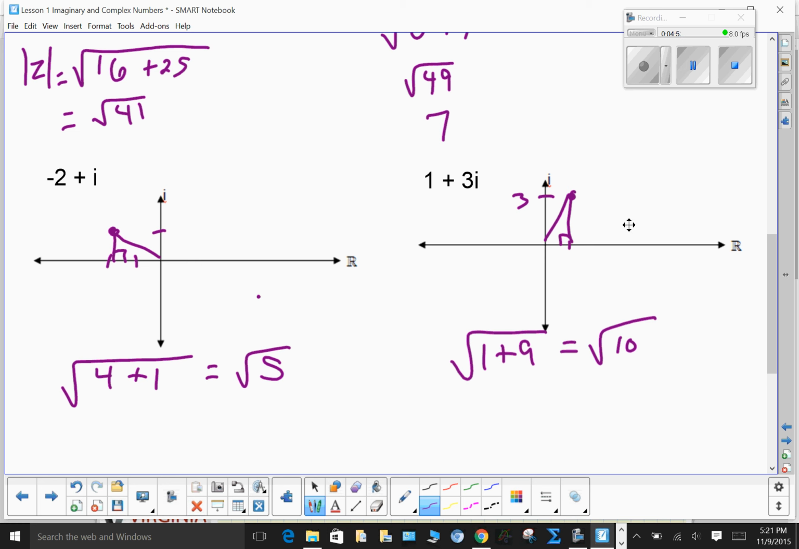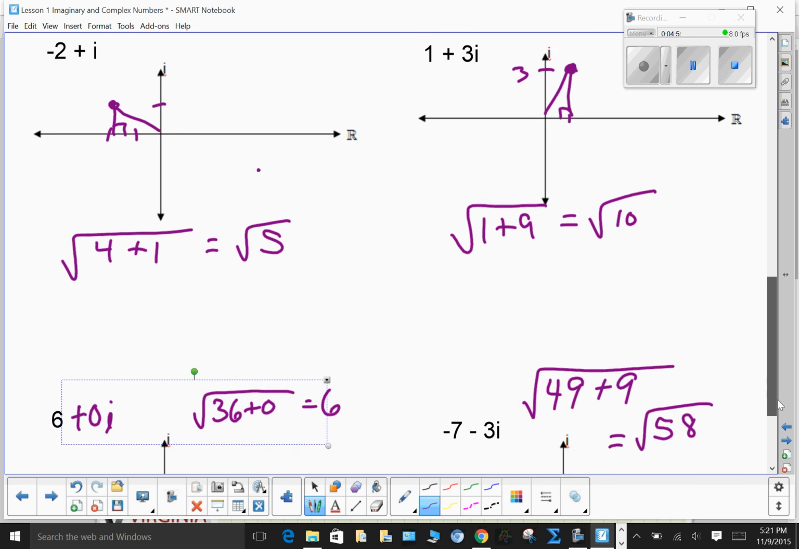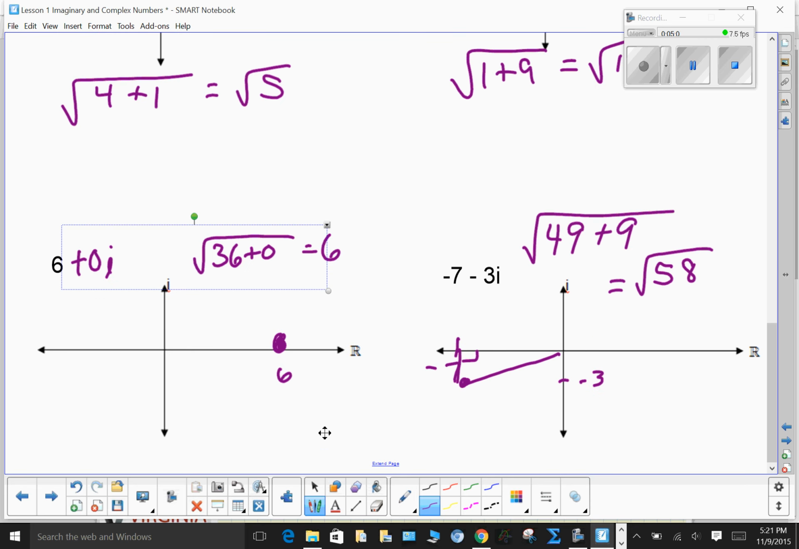1 plus 3i, here's my point. It's square root of 10 away. And finally, we have 6 plus 0i. It's 6 units away. Negative 7 minus 3i. If I'm just plotting the point, I'm plotting this point. I can draw the triangle to help me figure out my distance from 0. Well, that's 49 plus 9. The square root is the square root of 58.